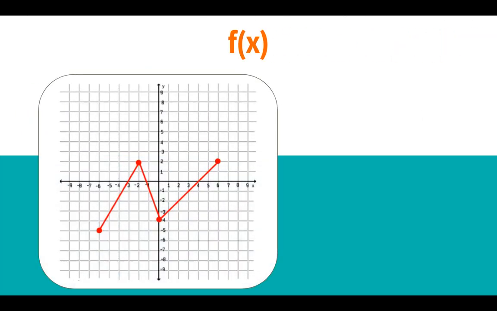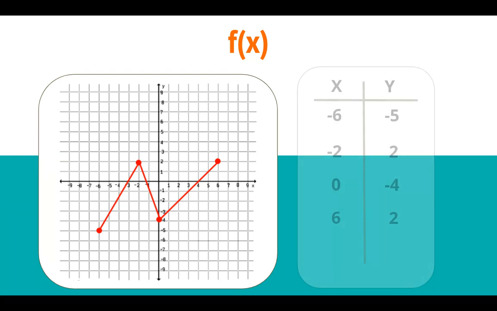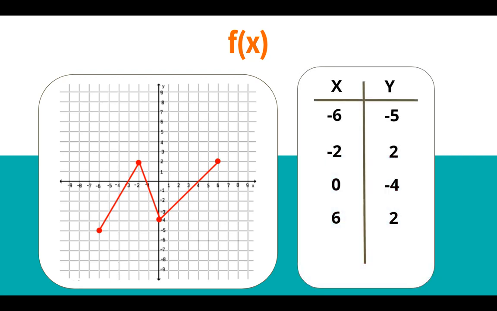This is our original function, and we can transform any function, but for this function, we're going to look at those 4 points that are given. Here's our table of the 4 points that are given: (-6, -5), (-2, 2), (0, -4), and (6, 2).